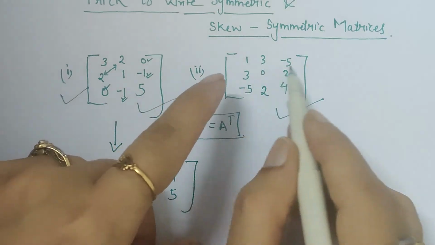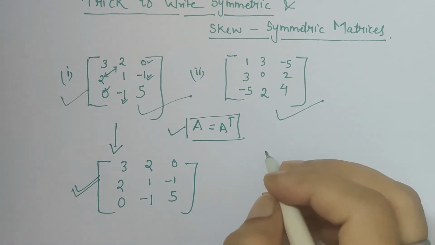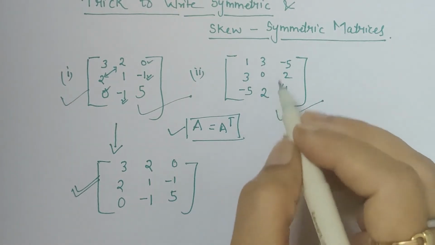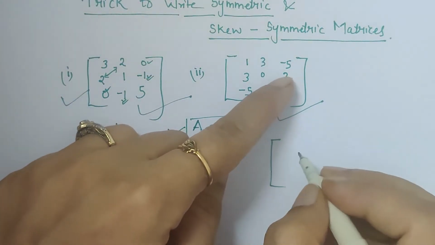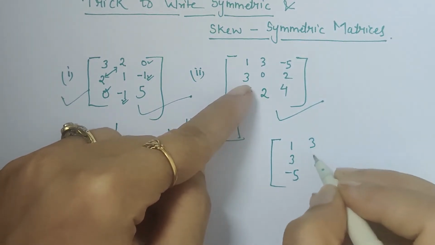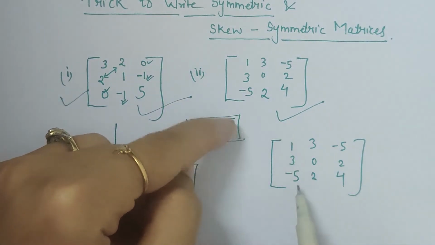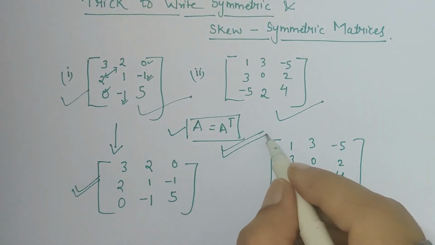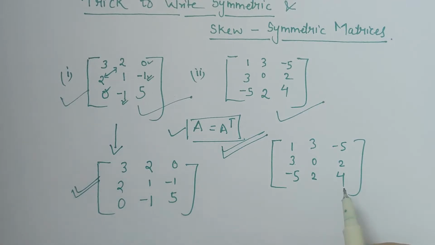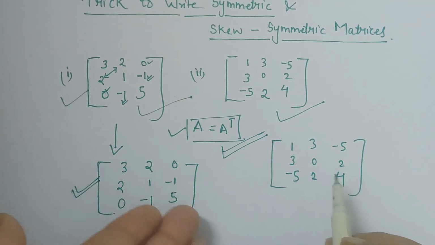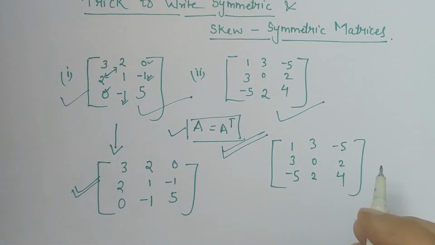Similarly, here also if you write the row elements in column form, what do we get? 1, 3, -5, 3, 0, 2, -5, 2, 4. Now just check, both the matrices are the same. That means A is equal to A transpose is satisfied. So this is how we write symmetric matrices, and we also checked that their transpose is the same as the given matrix.